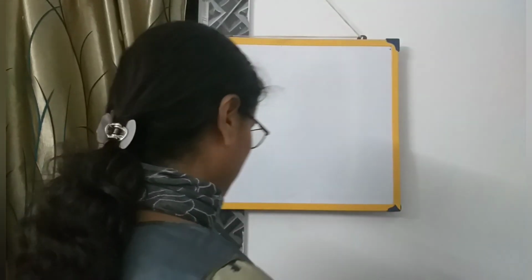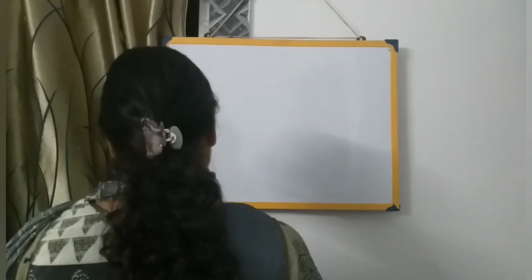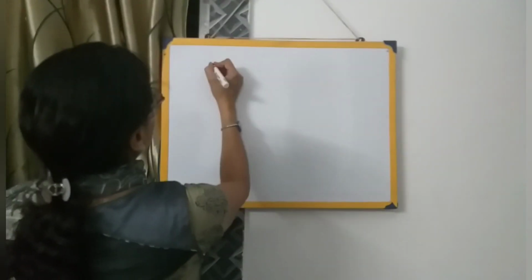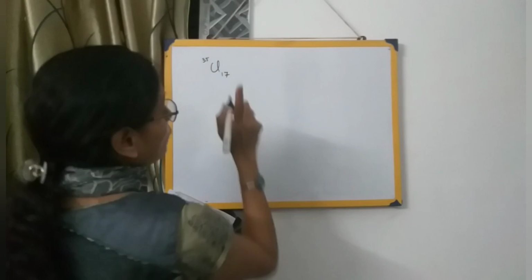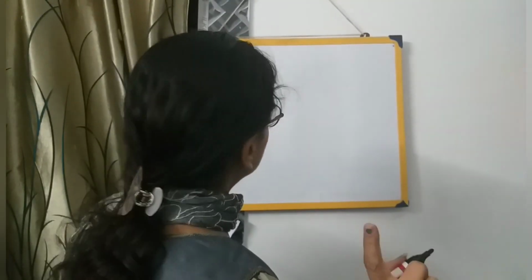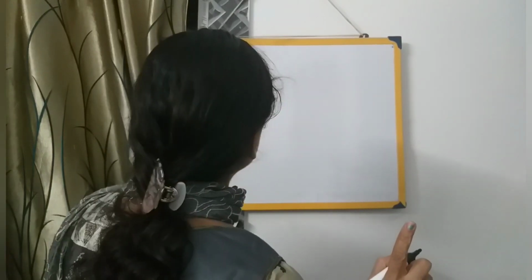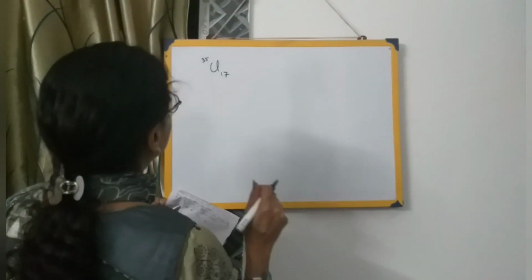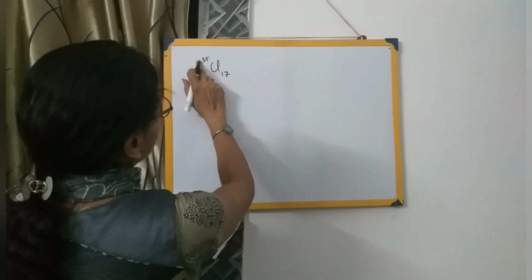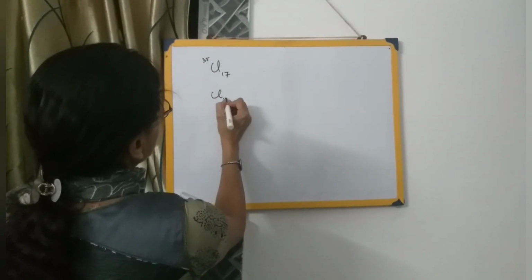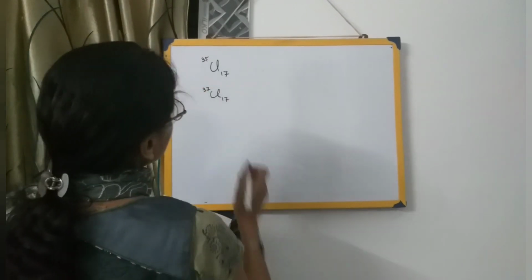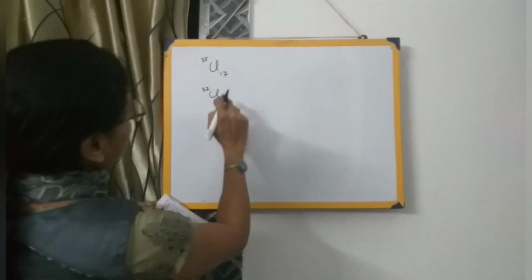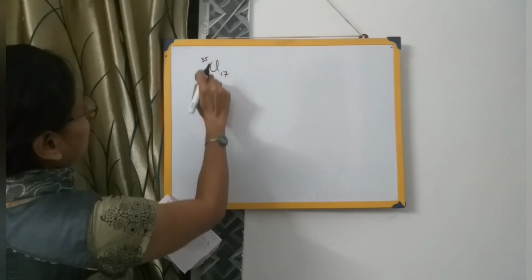Let me give you an example to make things more clear. Chlorine exists as 17-35. There are two isotopes of chlorine. So what are isotopes? Isotopes are the atoms of the element having the same atomic number but different mass number. So for chlorine, same atomic number and different mass. Another isotope of chlorine is 17, same atomic number, and the mass number is 37. So isotopes are the atoms of the element having the same atomic number but different atomic masses.